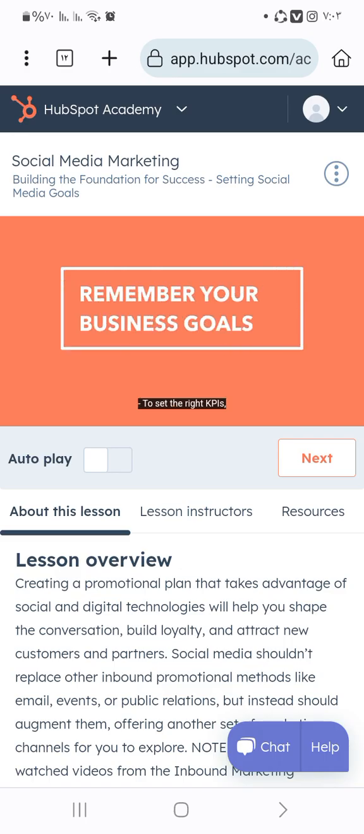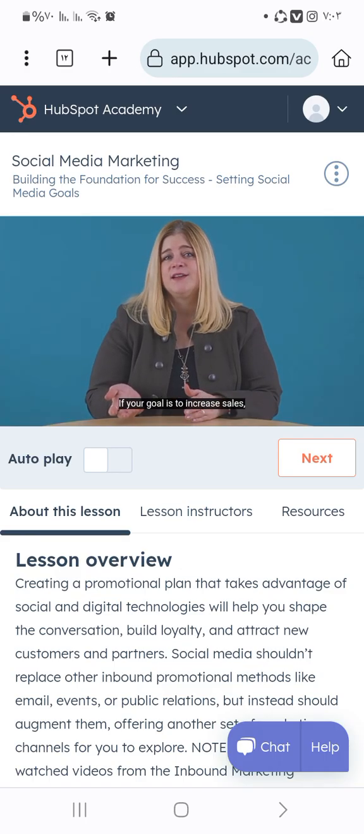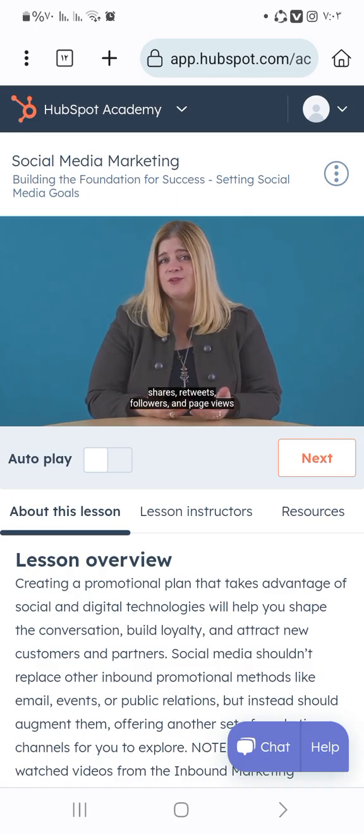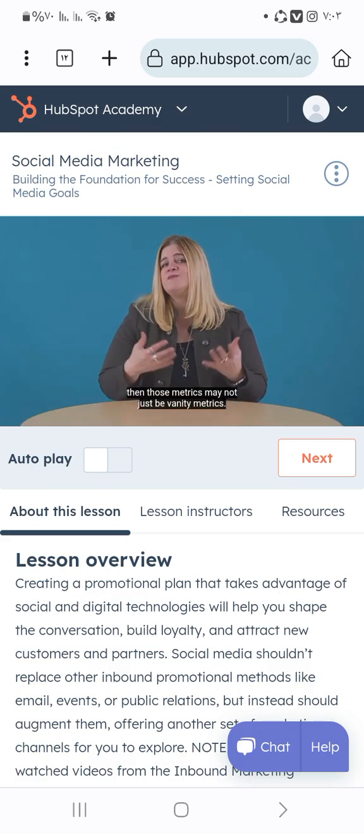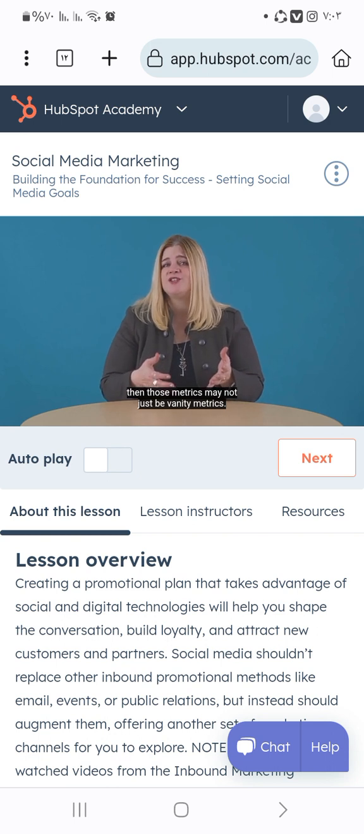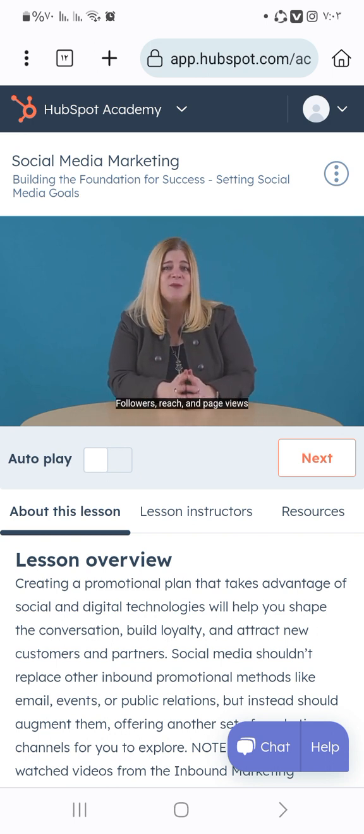To set the right KPIs, you need to go back to your business goals. If your goal is to increase sales, vanity metrics such as numbers of likes, shares, retweets, followers, and page views are not going to be the most important metrics for you to measure. But if your goal is awareness, then those metrics may not just be vanity metrics. Followers, reach, and page views may be more important for you.